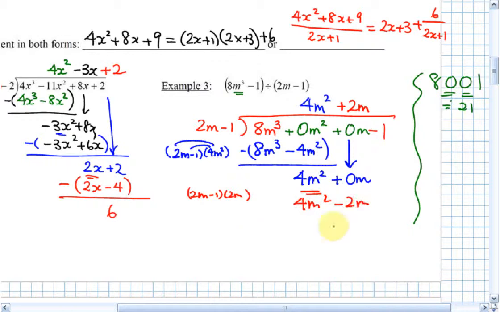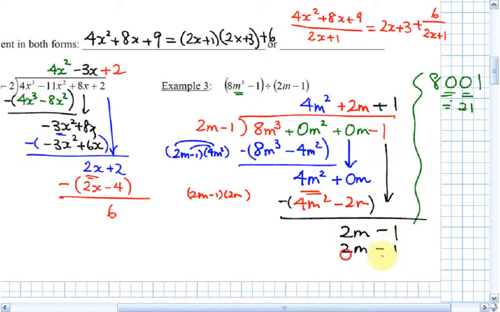We'll subtract one more time. We'll get positive 2m. We'll bring this down. 2m minus 1. I guess that goes in once. That's just 2m minus 1. There you go. Remainder 0. Yay! Okay. All right. Ladies and gentlemen, turn the page.